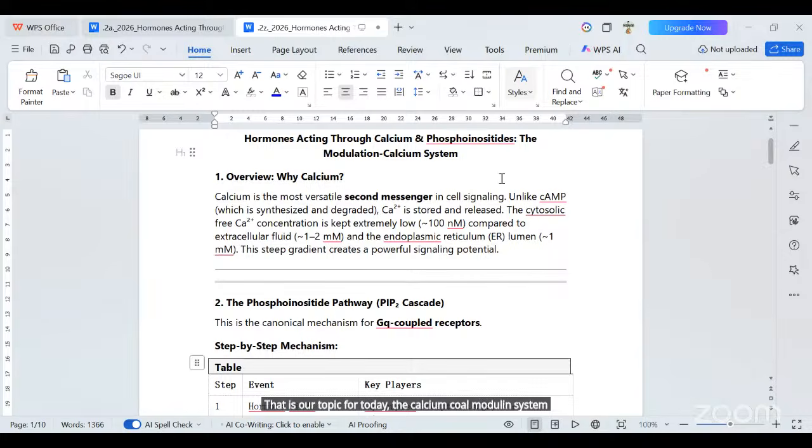I'm sure we've heard about calcium before, but the calmodulin is what I'm not sure about, and how this calcium is modulated. So if you remember last class, we talked about secondary messengers.